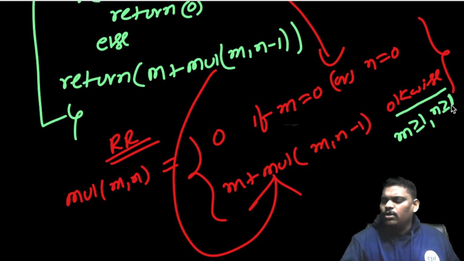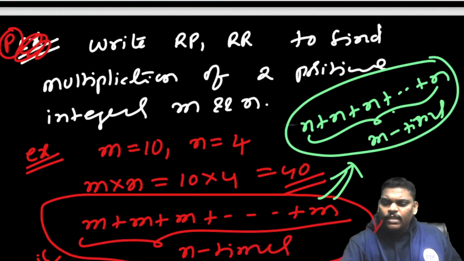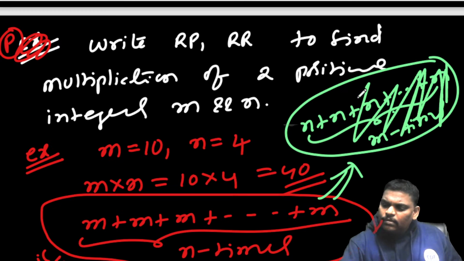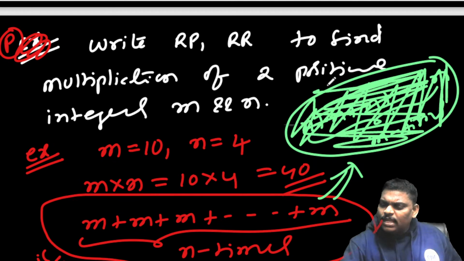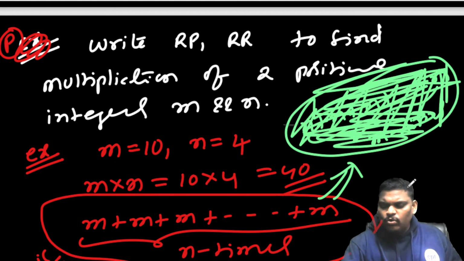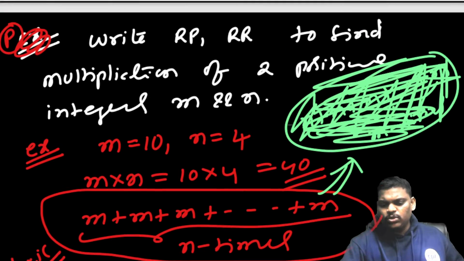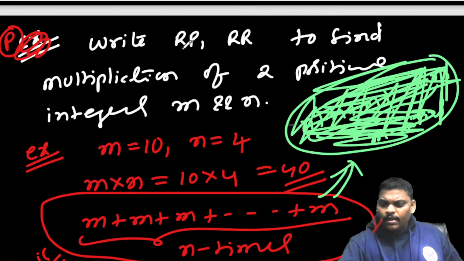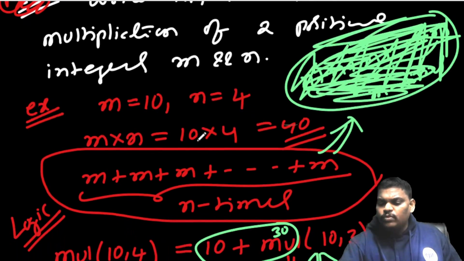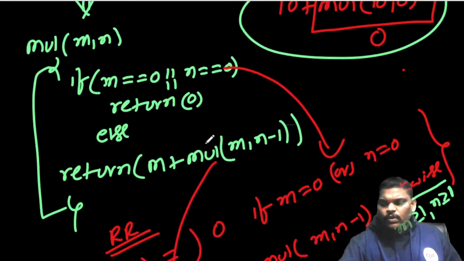So I wrote one logic, for my convenience, whatever I felt. So this is the logic: m into n, adding m, n times. This is also one more logic, but I didn't write it. Right now I don't want to discuss best algorithm or worst algorithm. I just want to give one recursive program: write a recursive program and recurrence relation to find the multiplication of two positive integers m and n.